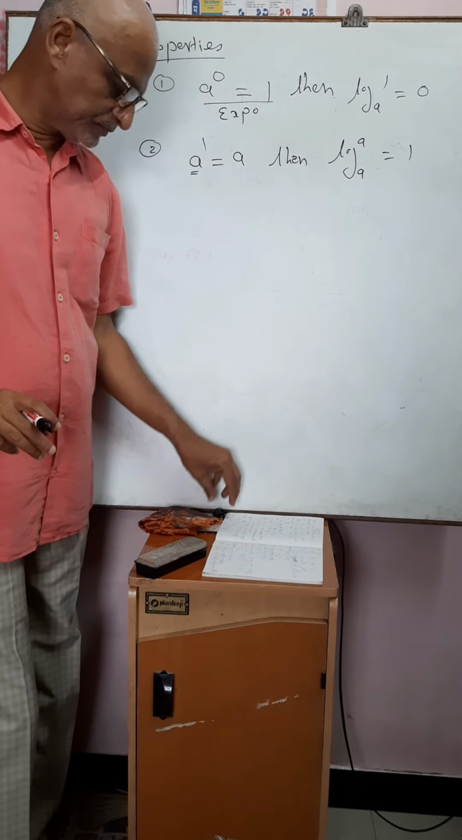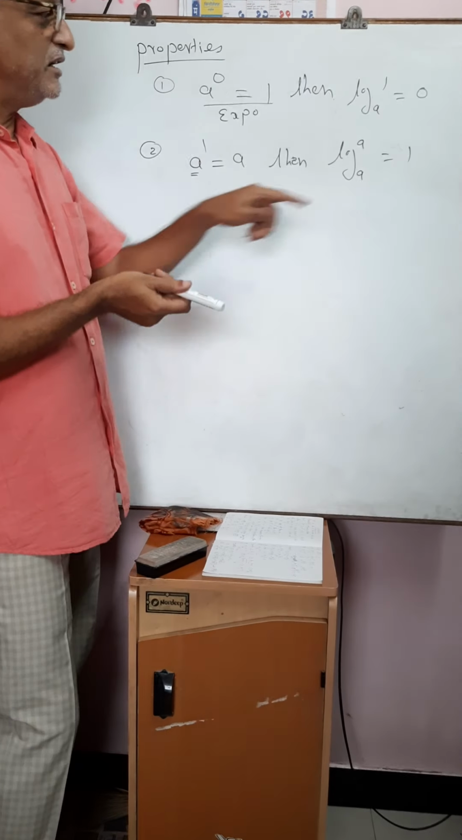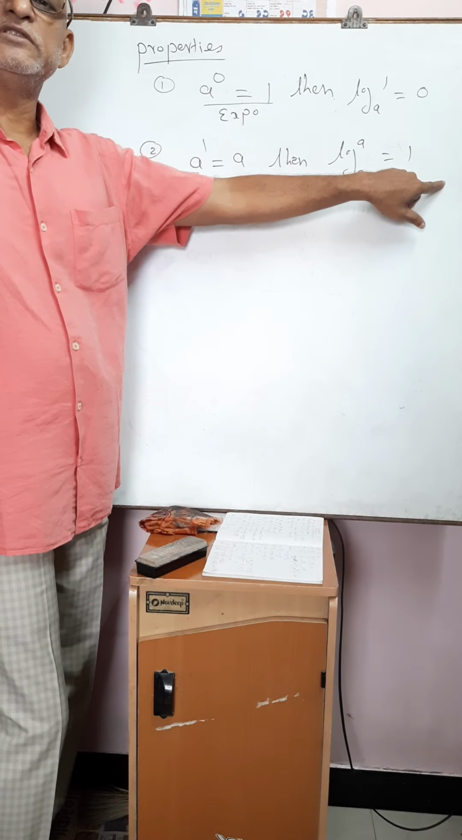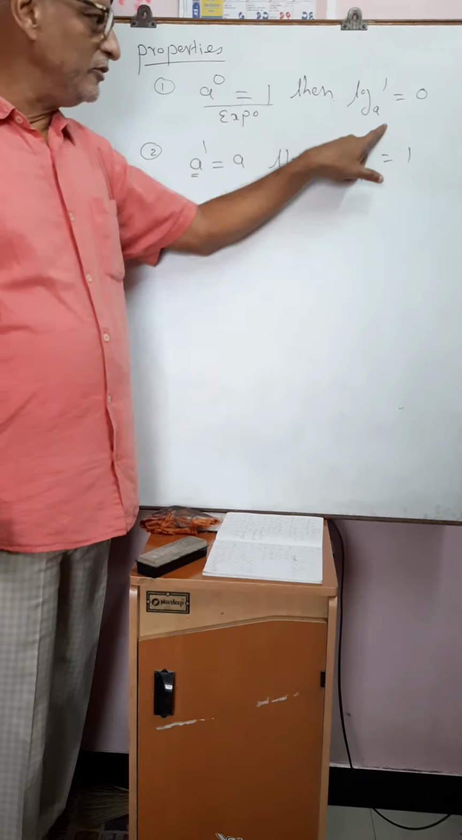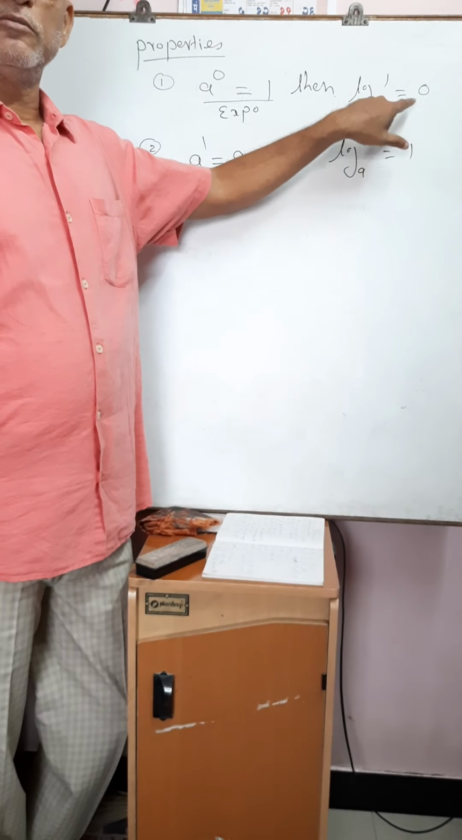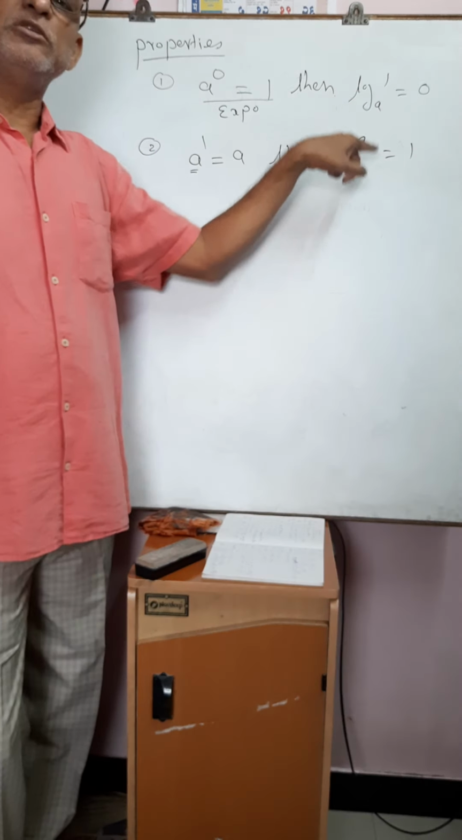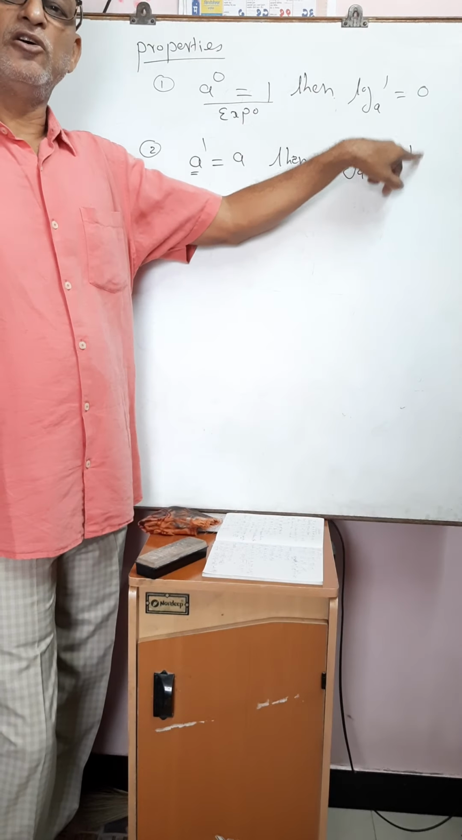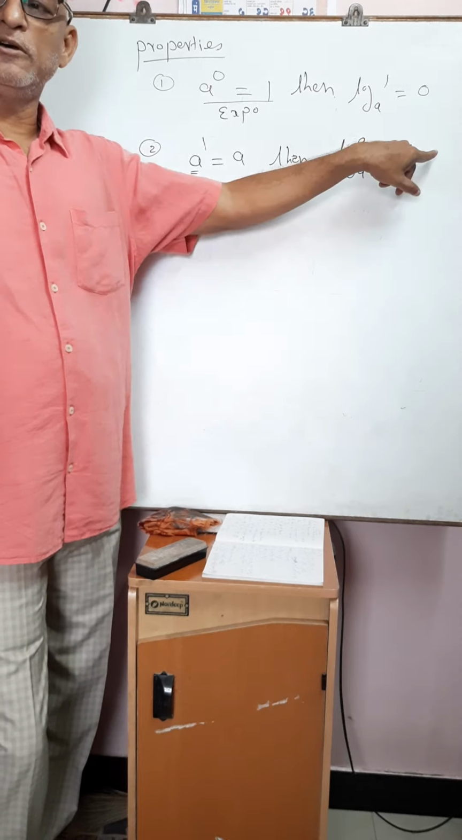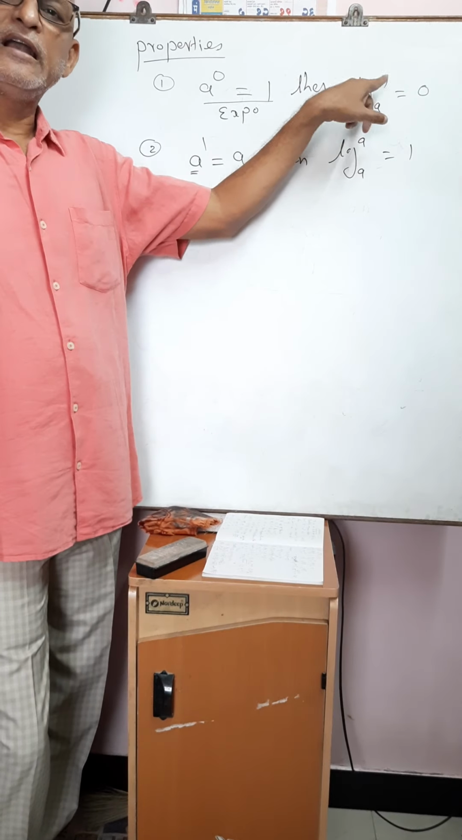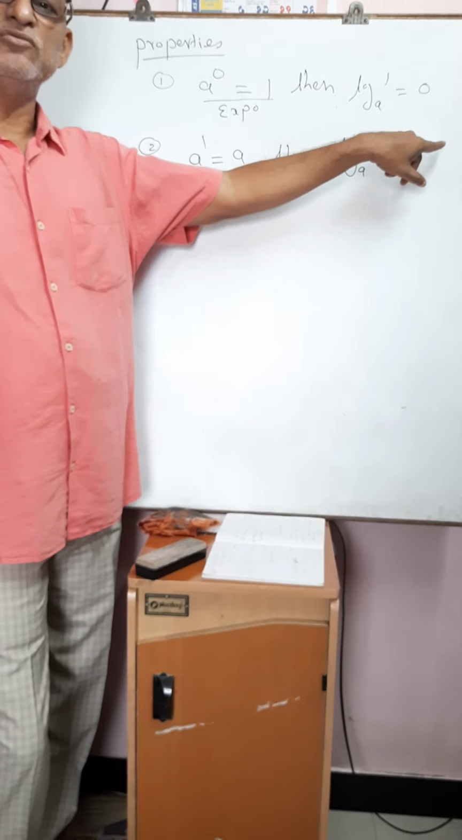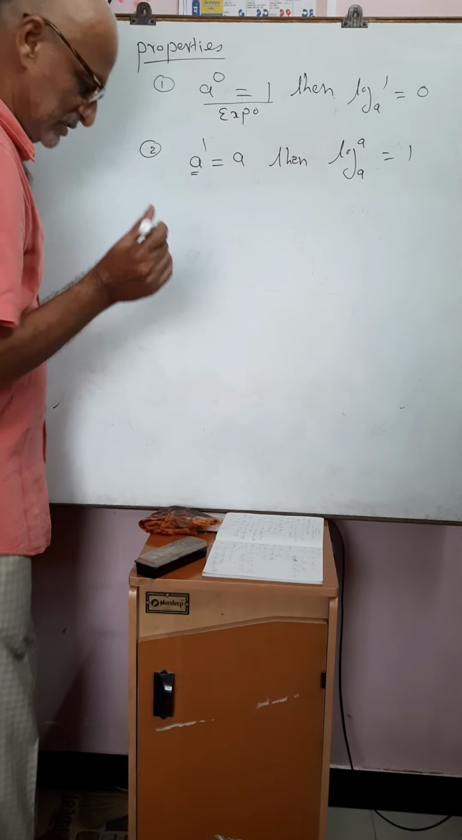That means whenever the base and this number are the same, its value is always equal to 1. Log a to the base a equals 1. Log b to the base b equals 1. Log z to the base z equals 1. Log 25 to the base 25 equals 1. Log 100 to the base 100 equals 1. So this is the second one.